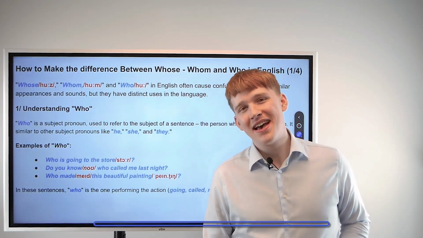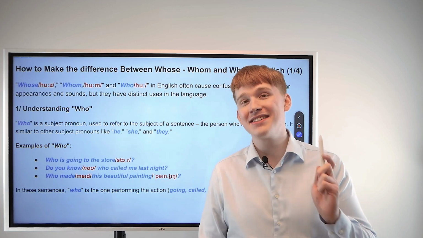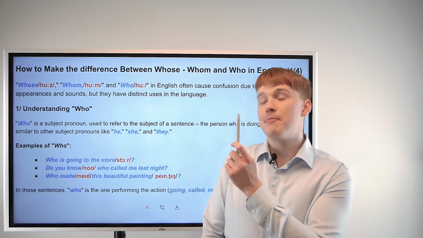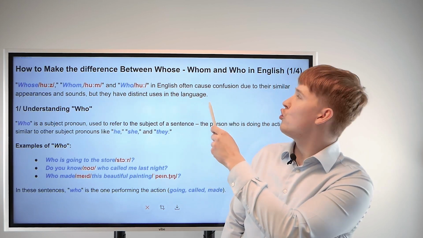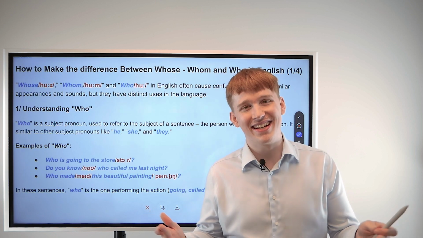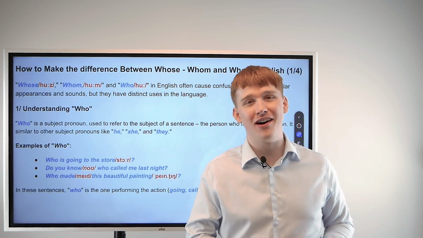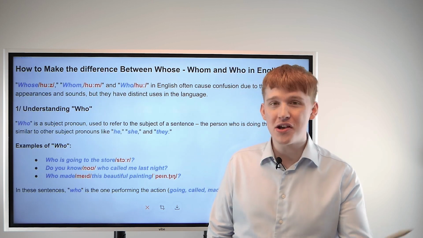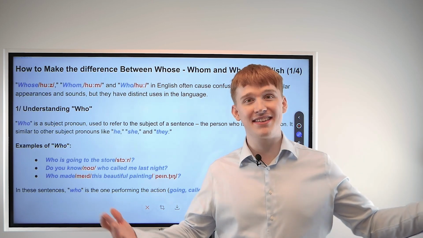My name is James, a native English speaker and an English teacher, and I'll be teaching you about the differences between whose, whom, and who. These are very similar words in English. You can see how close they are in sound, but they have some different meanings. So firstly, let's begin by saying these words.